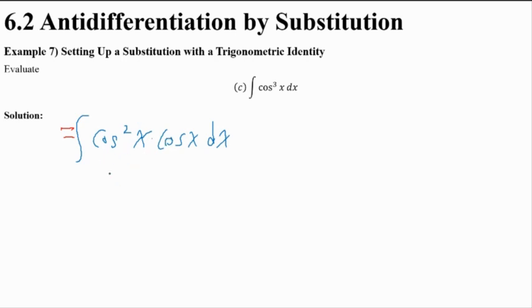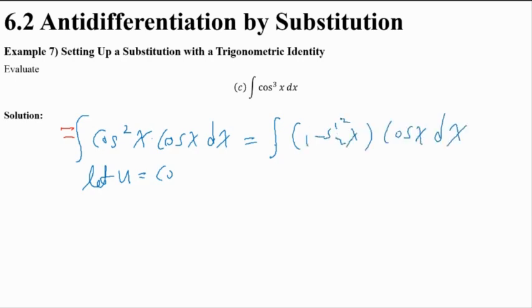Now substitution way. Let u will be cosine, no, do one more time, sorry. In here, change to 1 minus sine x squared, cosine x dx.